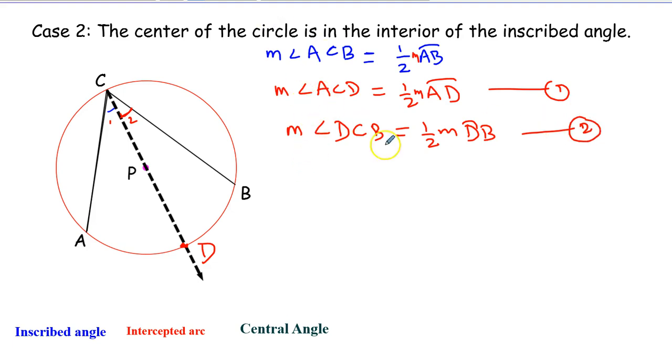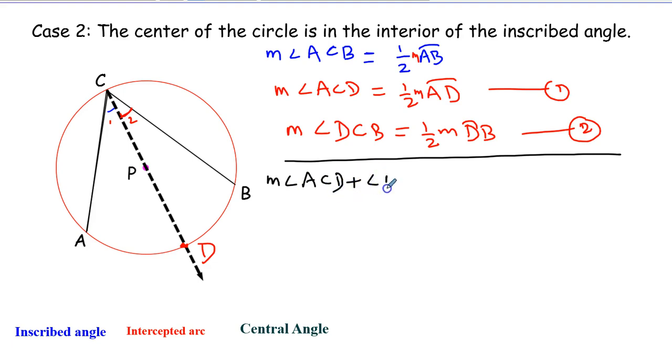Now I'll add those two. Let us add these two angle measures. What do you get from that? Measure of angle ACD plus the measure of angle DCB is equal to half of the measure of arc AD plus half of the measure of arc DB. Now let us add inside these two angles. What is ACD plus DCB? Angle ACD is this piece, right? And DCB is this second angle. Adding the first angle to the second angle, you get this whole big angle. And what is the name of this angle? It is ACB.